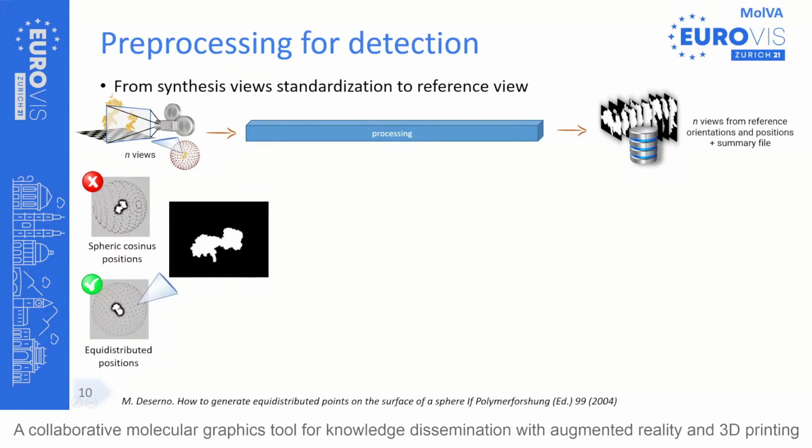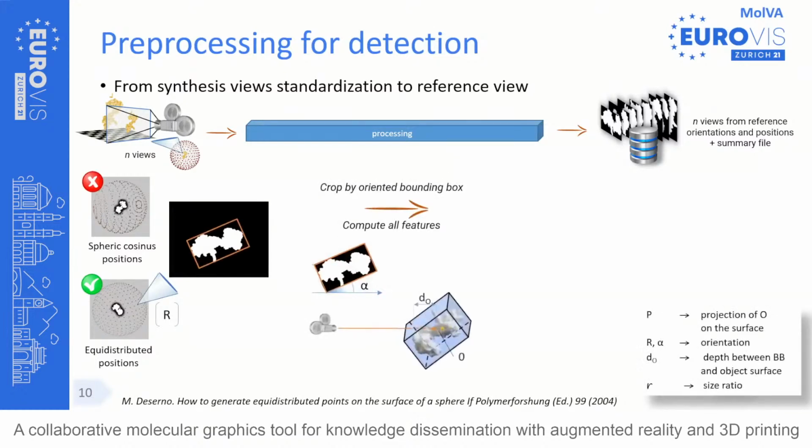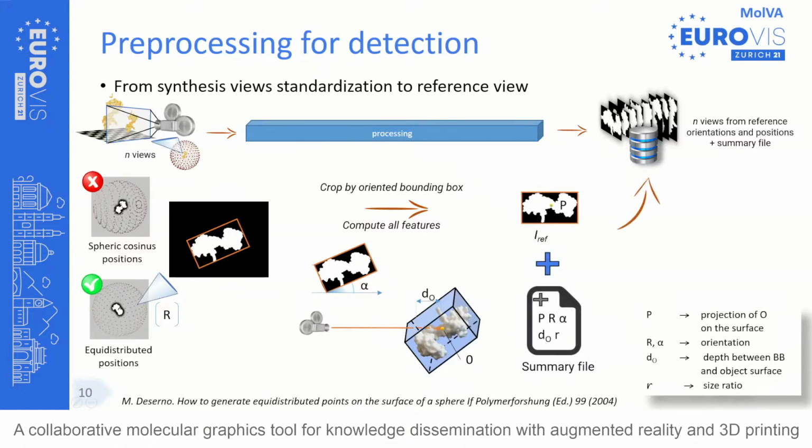Each view undergoes the same process as the live capture that we see in the next slide. Next, we crop the view by the orienting bounding box and compute all data needed to replace the 3D model in the same position and orientation as this view. This data will be used in the augmentation process. The reference view with all its features is saved in the database.